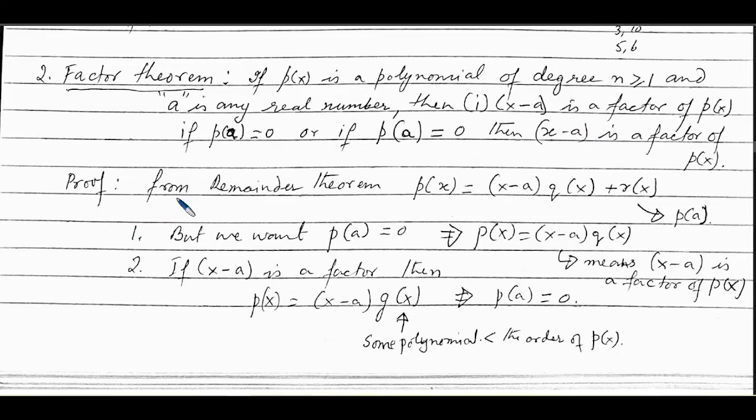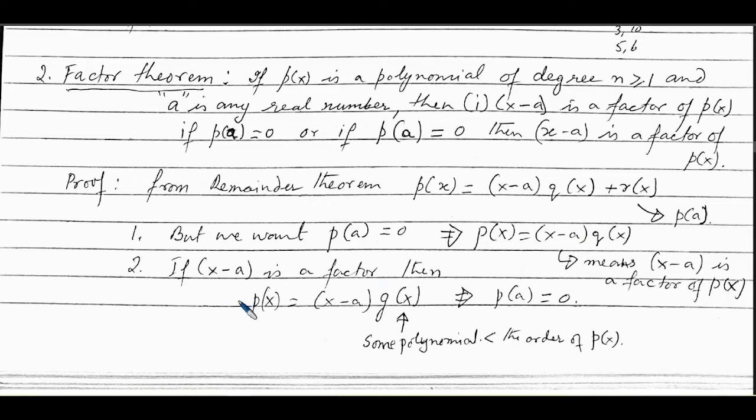So we can prove this from the remainder theorem. The remainder theorem states that this polynomial p(x) is nothing but the factor x minus a times some quotient q(x), plus r(x), which is the remainder. So for x minus a to be a factor, we want p(a) equal to 0. That means p(x) is equal to x minus a into q(x). If x is equal to a, then p(a) is 0 because a minus a is 0.